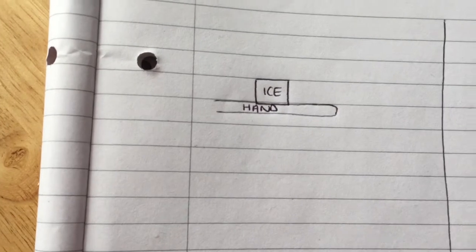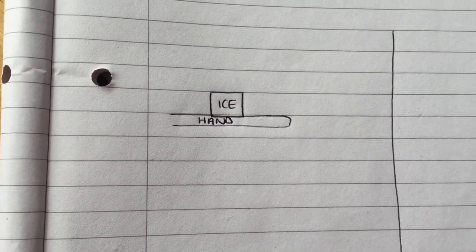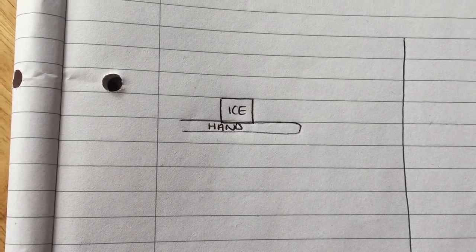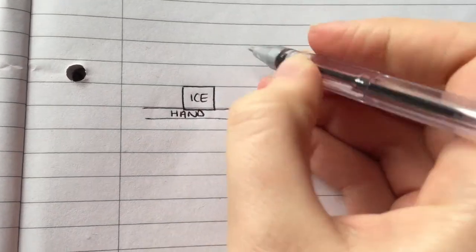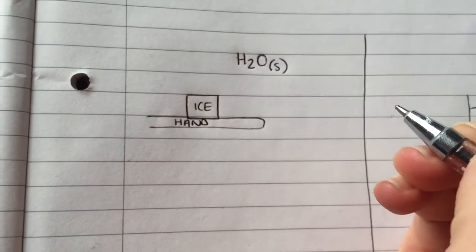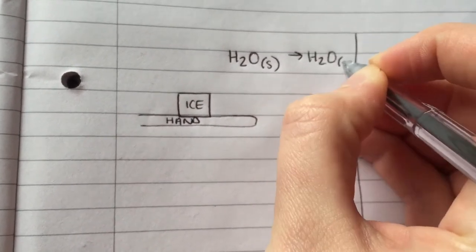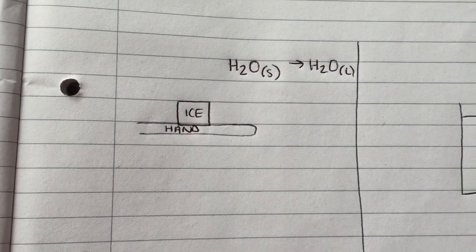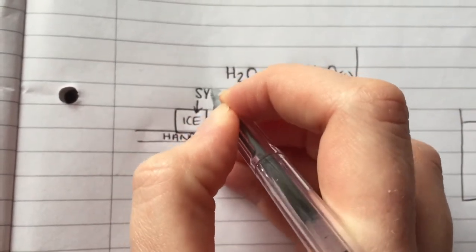So here's the first one, and this one you've probably done at home. You've got an ice cube on your hand. Sorry for the very primitive drawing. If we think about the system and the surroundings, the system is actually the reaction. So what I've got here is water in a solid form that melts to water in a liquid form. So this is the system. It's quite obvious that the ice cube here is the system.